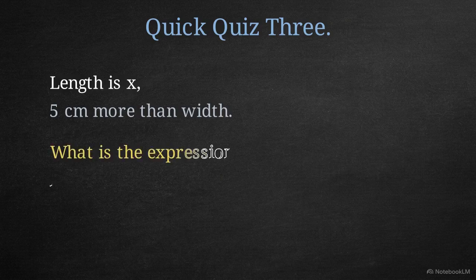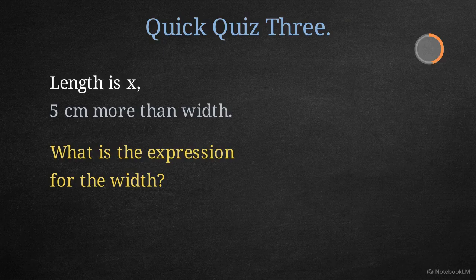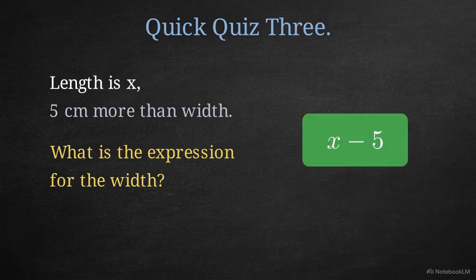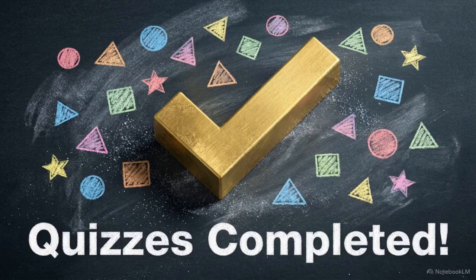Quick quiz 3. Let's focus on the algebraic translation. If the length is x and it is 5 centimeters more than the width, what is the expression for the width? To find the smaller dimension, we subtract, giving us x minus 5. You've worked through the logic of this problem and successfully completed the quizzes.